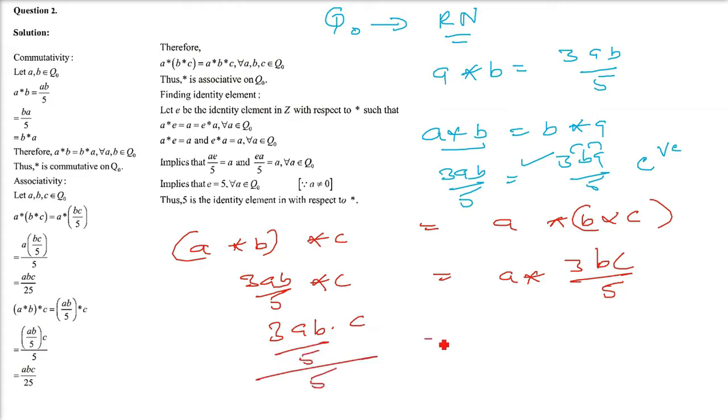Here also A star 3BC by 5, by 5. What do you get? 3ABC by 25. Here also you get 3ABC by 25. So this 3ABC by 25, 3ABC by 25.